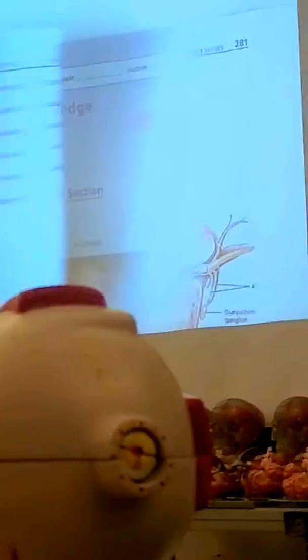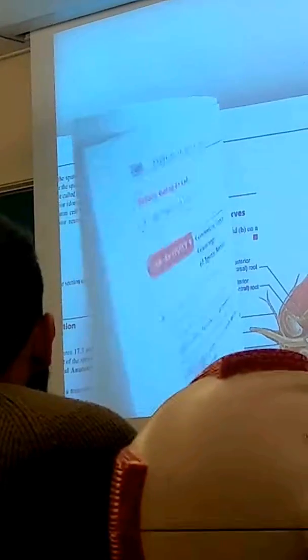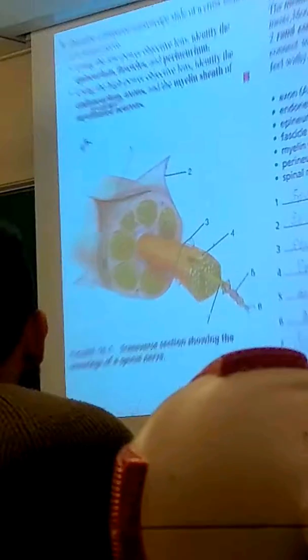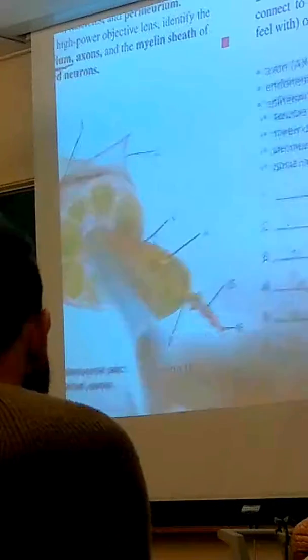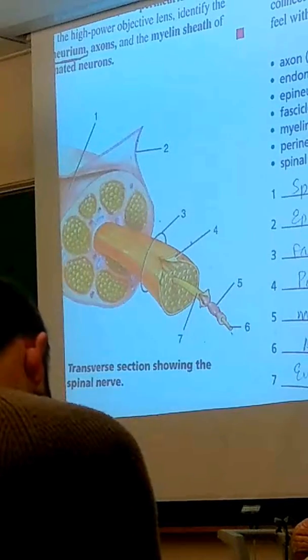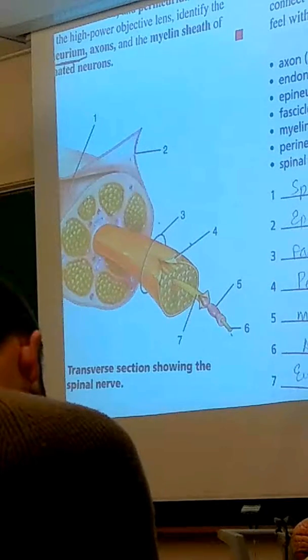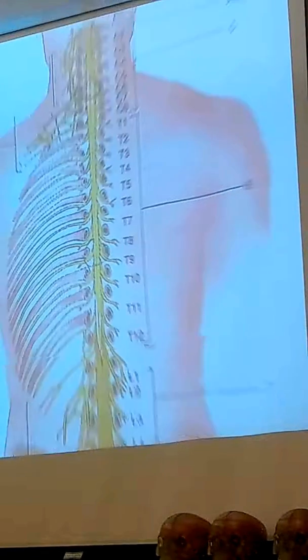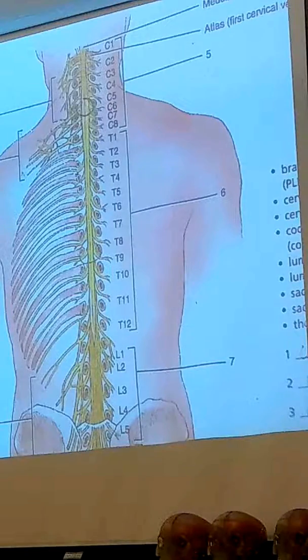Then coming to exercise number 18. This picture. Remember that muscle thing? This picture: epineurium, perineurium, endoneurium, and so on. So this picture will be there. And this one. What are the various plexus? Right? It's like the same picture.